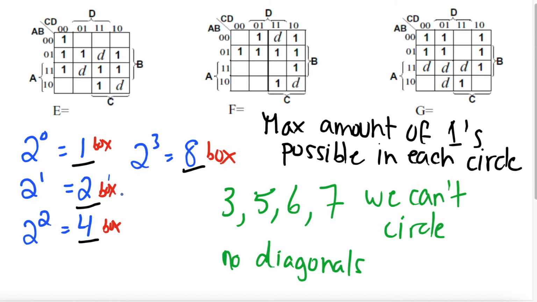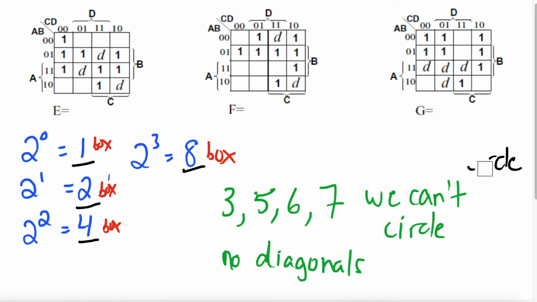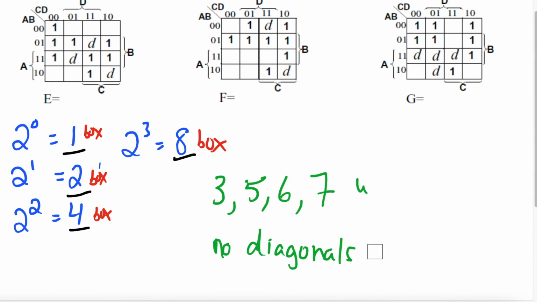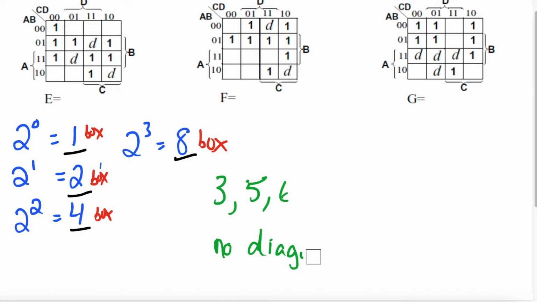So knowing that, let's get into the first example. If you want to pause the video, maybe copy all this stuff down before I erase it, so we have all our rules down. And now we want to get the first circle down. So we're going to do letter E. After I circle all this, let's see what we get.